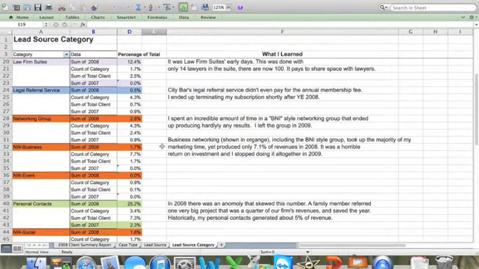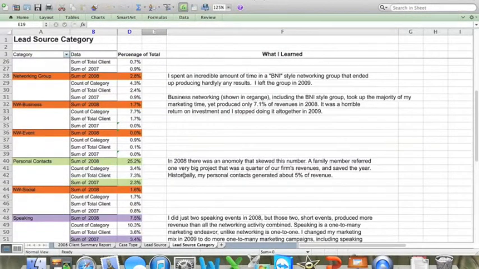As we were planning our marketing for 2009, I more or less dropped all of the networking that I was doing, with the exception of networking with attorneys, and I took a lot of that time and devoted it towards fostering and nurturing relationships with my suite mates at law firm suites, because it was an easy source to meet new lawyers.